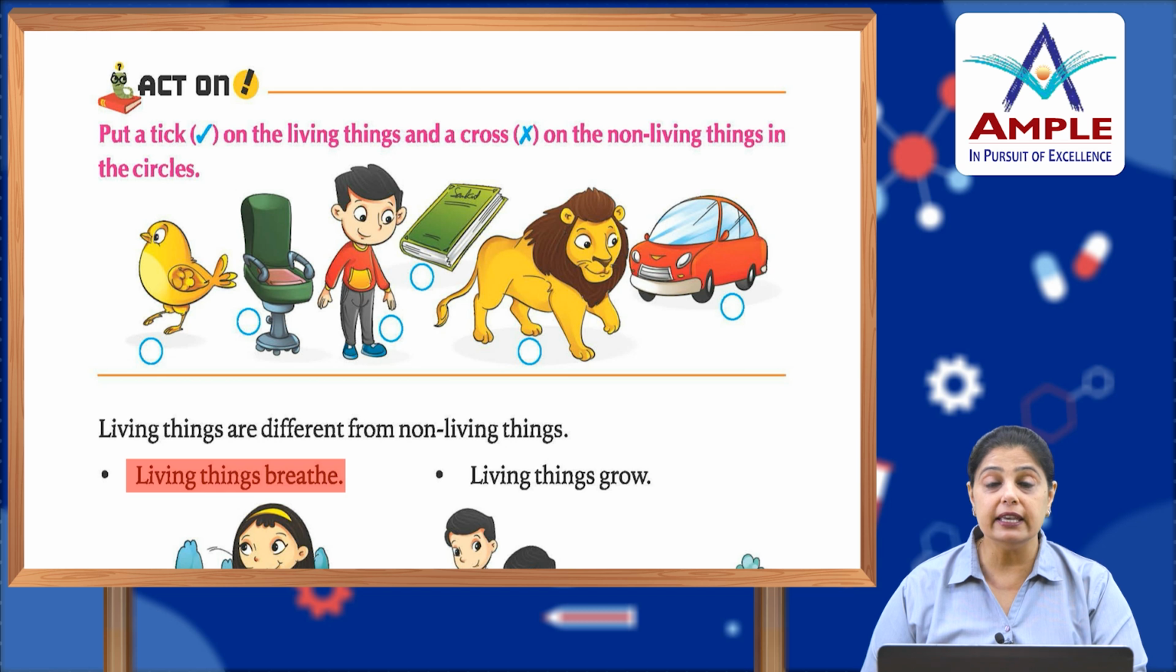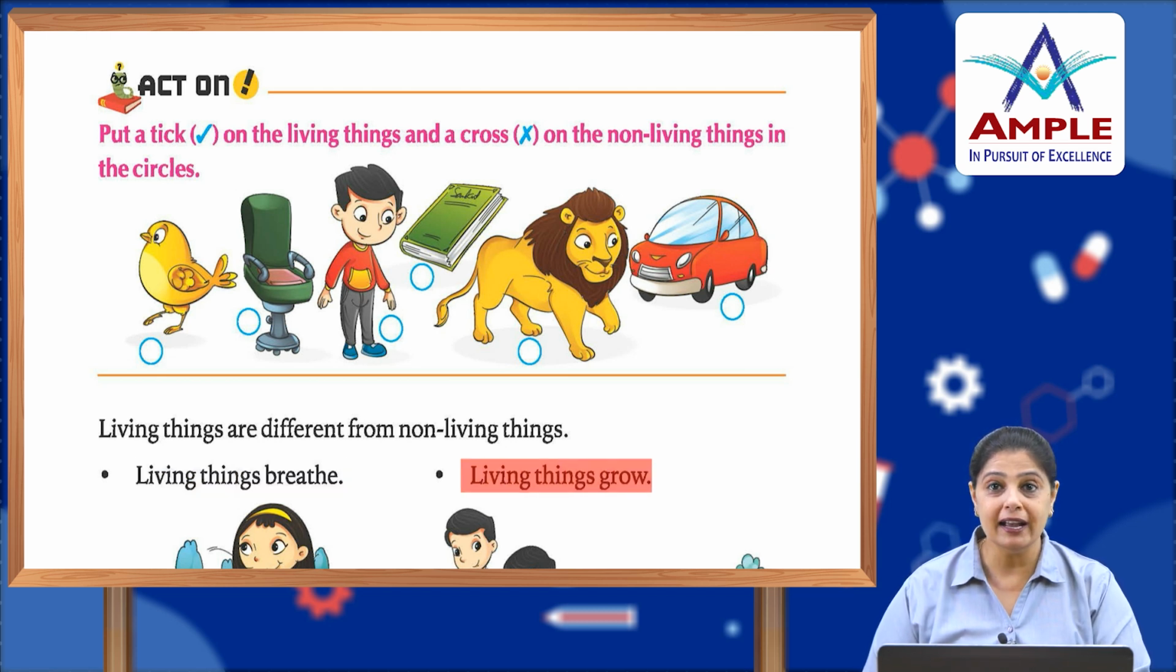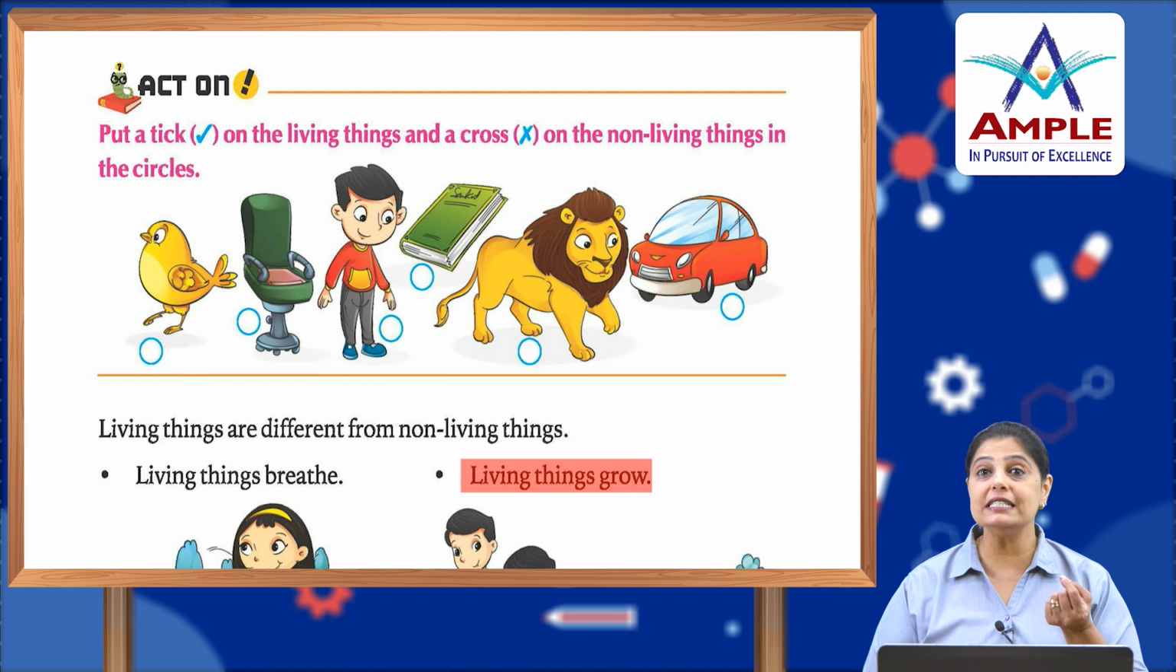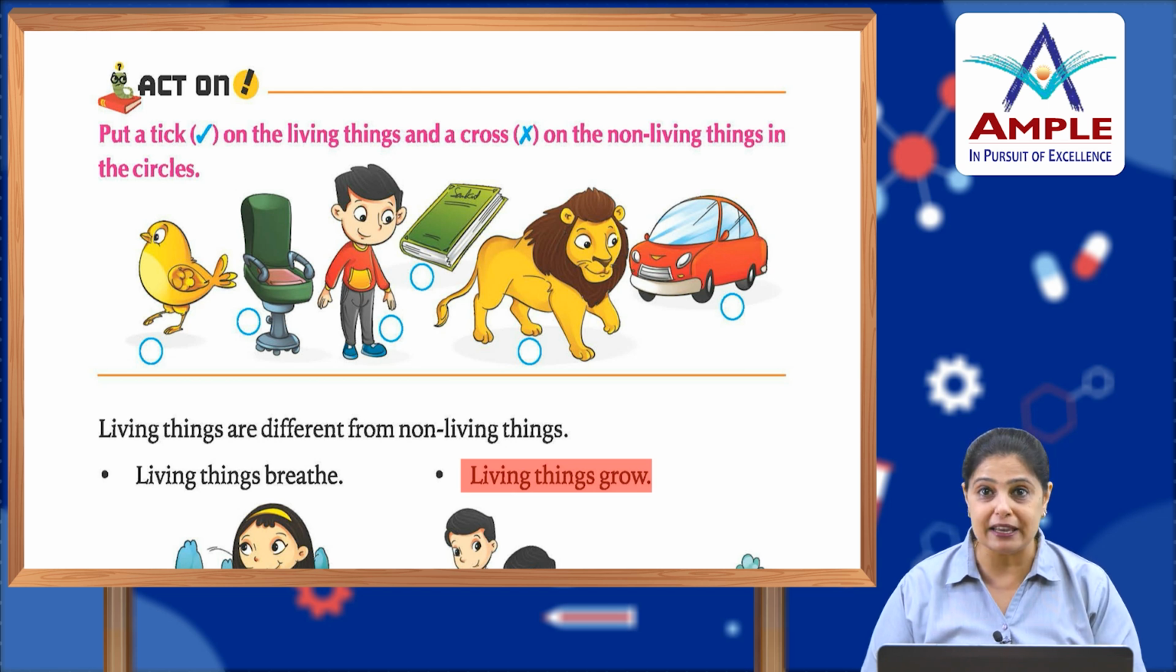So, living things breathe. Living things grow, okay? Like when we are small, we are just a baby. Slowly and gradually we start growing and then we turn into an adult. Have you seen the life cycle, right from a baby till an old person? So that's how our growth is. Have you seen a plant? It grows from a seed into a tree, or a big plant.